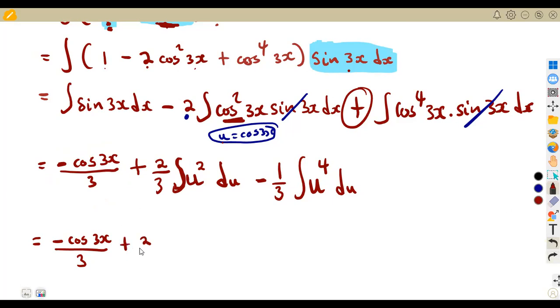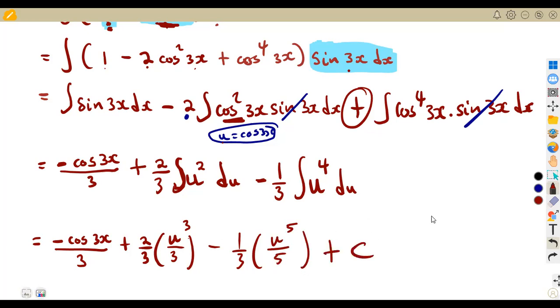So this will be 2 over 3. The integral of u to the exponent of 2, we add a 1. So it will be u to the exponent of 3 over 3. All right. Minus 1 over 3. So this will be minus 1 over 3. The integral of u to the exponent of 4, we add a 1. So it will be u to the exponent of 5 over 5 like this. Plus the constant of integration. We do not have anything to be integrated later on.